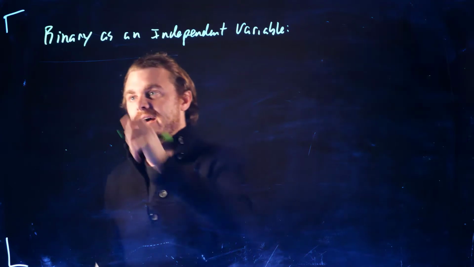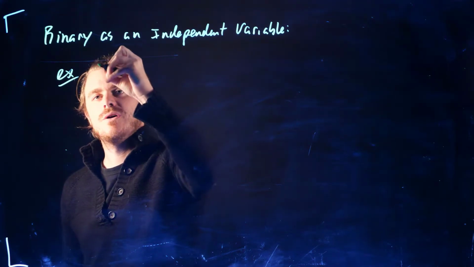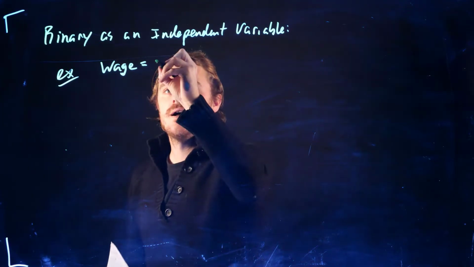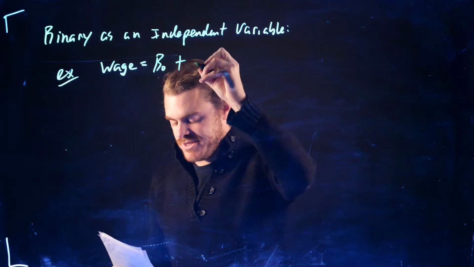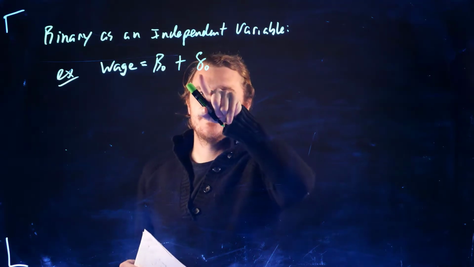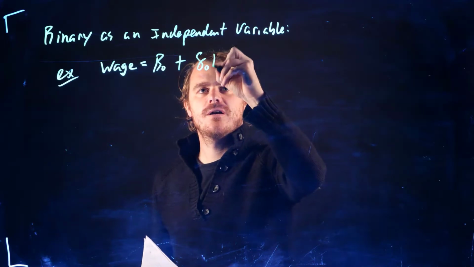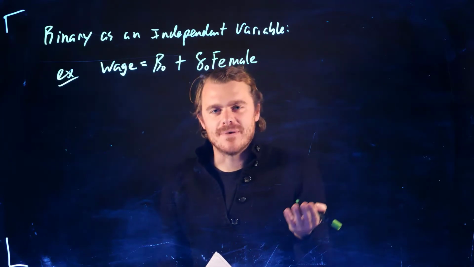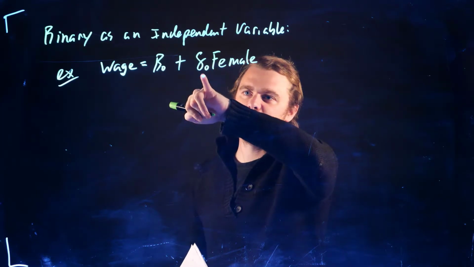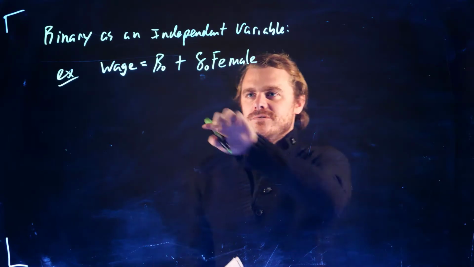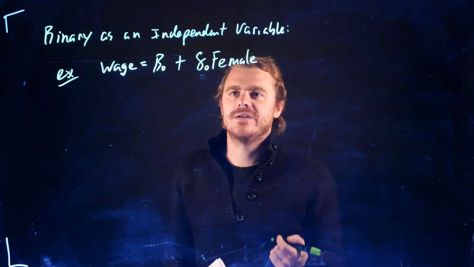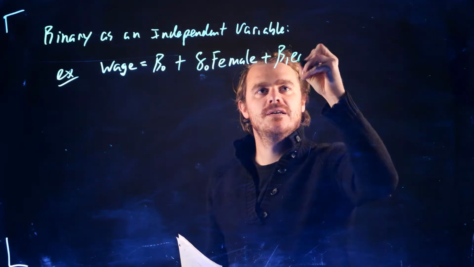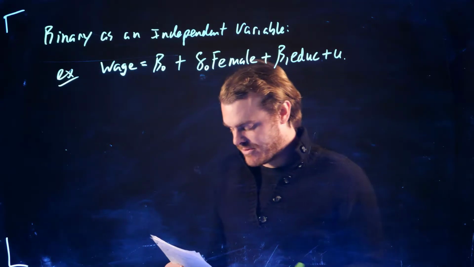So let's think of an example. Maybe we're interested in wages. We always seem to be interested in wages and education in this class. Wage equals beta 0, and then I'm going to use a delta as my parameter on female, just to demonstrate it's a dummy variable. You could make that a beta 1 instead, or whatever you want. You're just trying to keep the same nomenclature as your book. So delta 0 times female, plus beta 1 times education, plus u. Let's say we ran this regression.